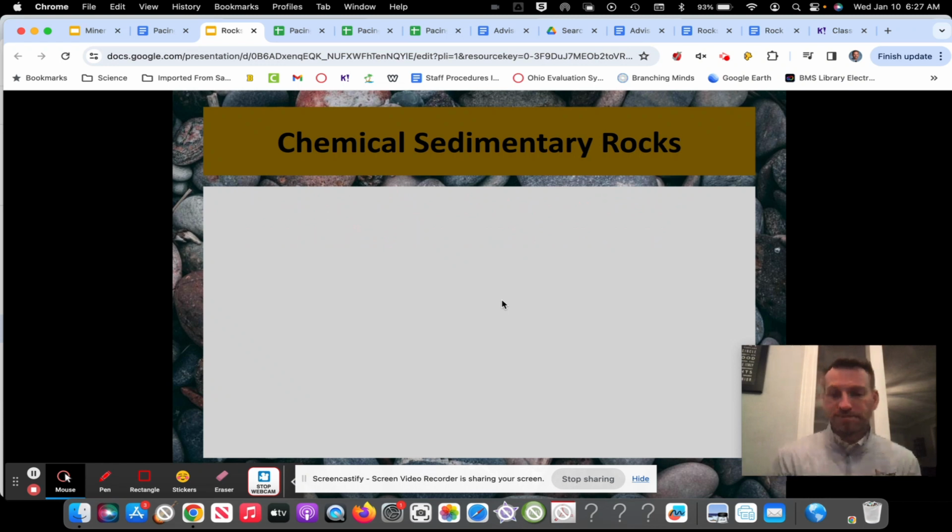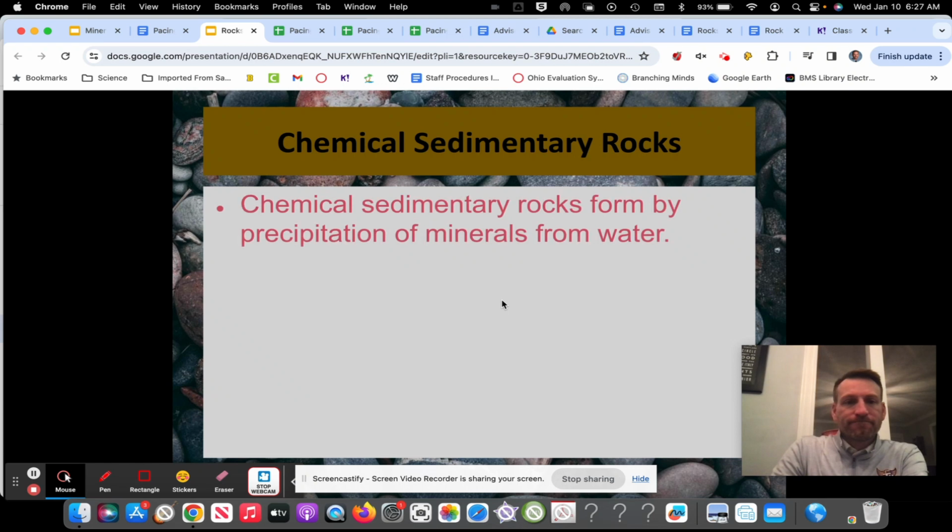Okay. Feel a little glitchy here. So go ahead and make a new main bullet here, chemical sedimentary rocks. All right, so sedimentary rocks, all formed by sediments, even these chemical sedimentary rocks.